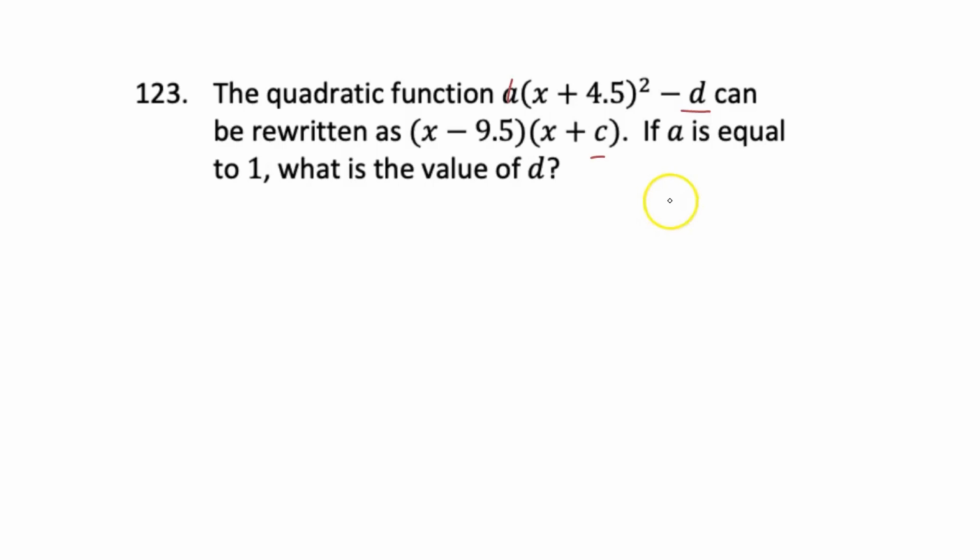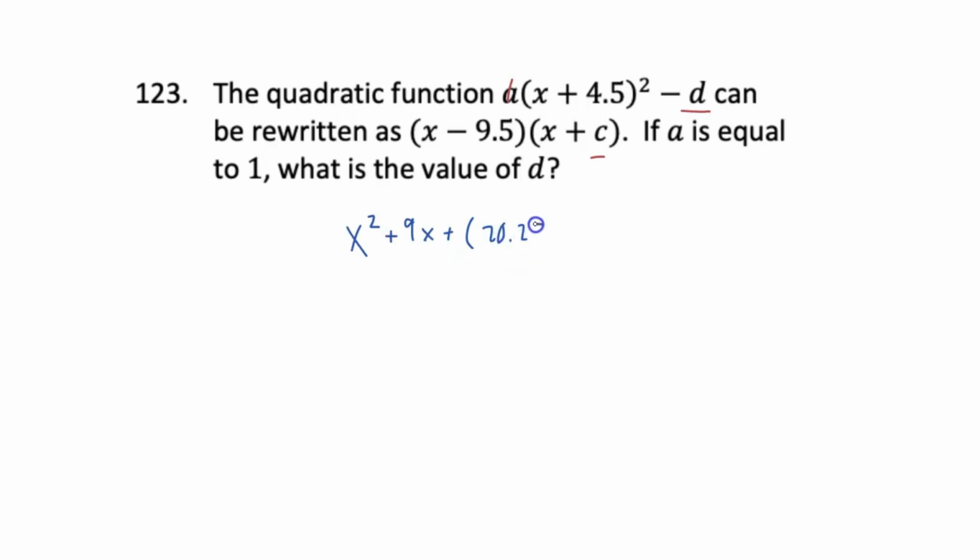So in order to solve this problem, what we need to do is first get them in the same form, right? Because we know these are both quadratic functions, so if we get them in the same form, we can make that accurate one-to-one comparison. So let's expand this out. (x plus 4.5) squared, that's the same thing as x squared plus 9x plus, and then 4.5 squared is 20.25.